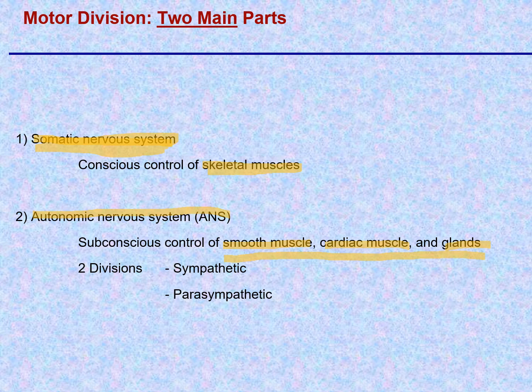And just to make it a little bit more complex, but I'm trying to keep this simple, this autonomic nervous system, which we will talk about towards the end of Unit 3, has two divisions: the sympathetic division and the parasympathetic division.